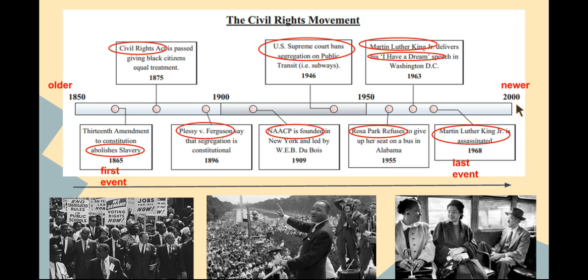Here's an example of my annotations. First, I wrote older all the way on the left, and then I wrote newer all the way on the right, so I don't get confused. Then I labeled my first event, which is over here in 1865, and my last event, which is over here in 1868. Last, I went through and circled some keywords and phrases that I noticed in my descriptions. For example, abolishes slavery, Plessy versus Ferguson, Martin Luther King, etc.